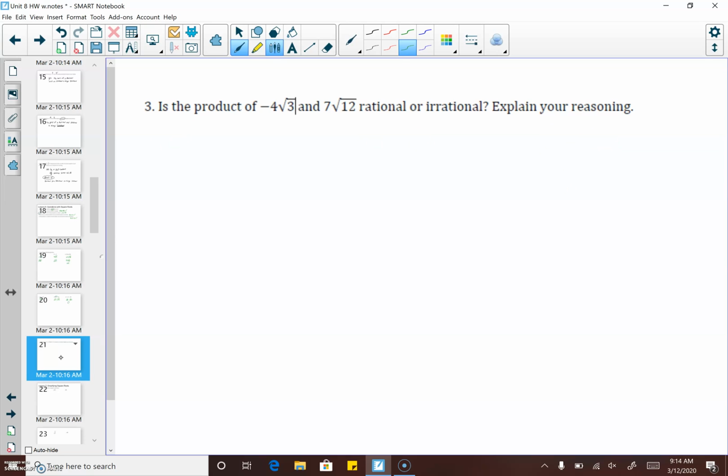And then the last one is the product of negative 4 square root 3 and 7 square root 12, rational or irrational? Well, if we follow our rule and we multiply our outside, so negative 4 times 7 is negative 28, and then 3 times 12 is the square root of 36. Well, just like before, we end up with the square root of 36 giving us 6. And when we multiply those two together, we end up with negative 168. So as we do this, we end up with an irrational times an irrational giving us a rational, which we know is not always true. Sometimes it is, sometimes it isn't.